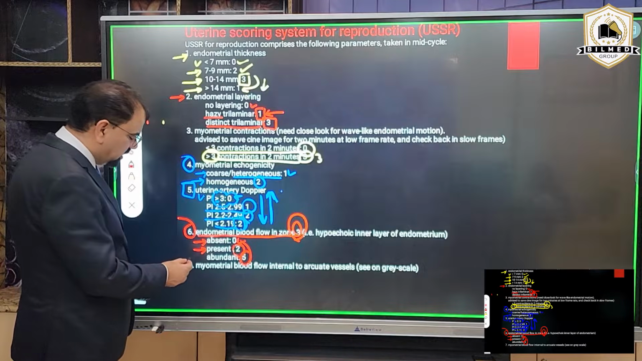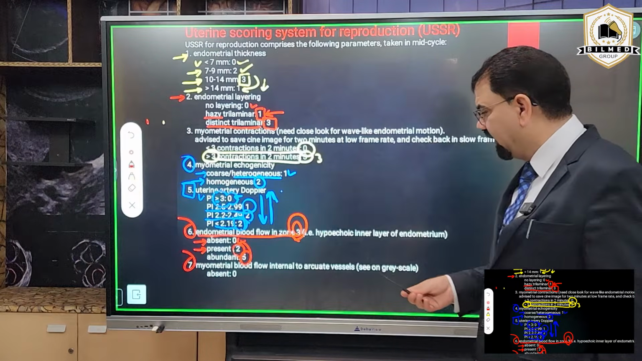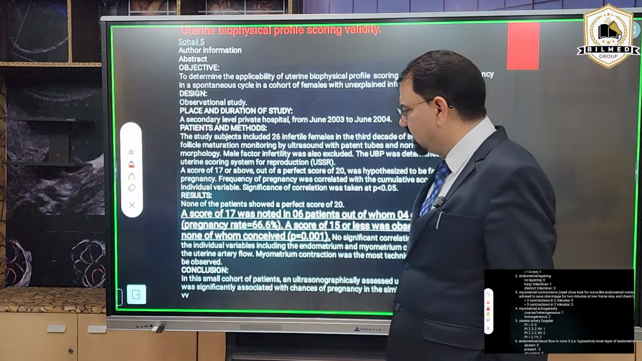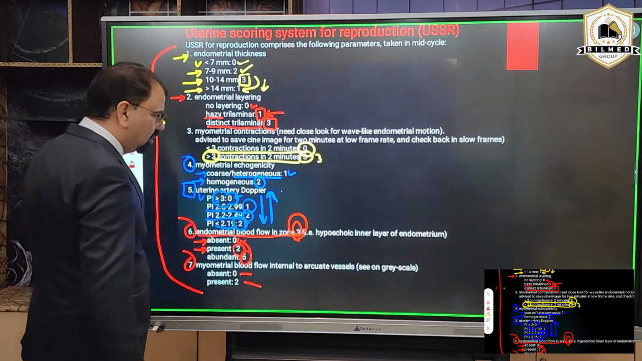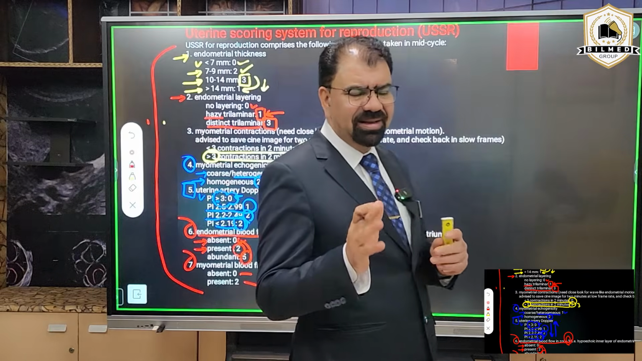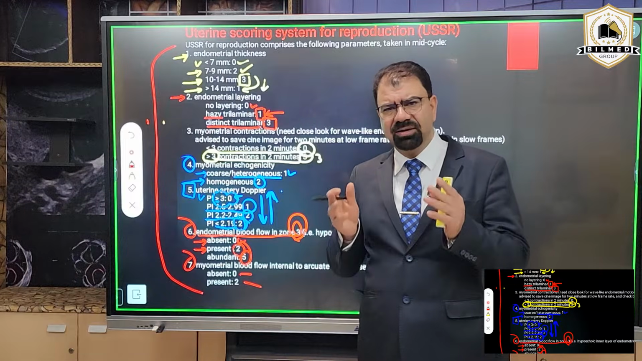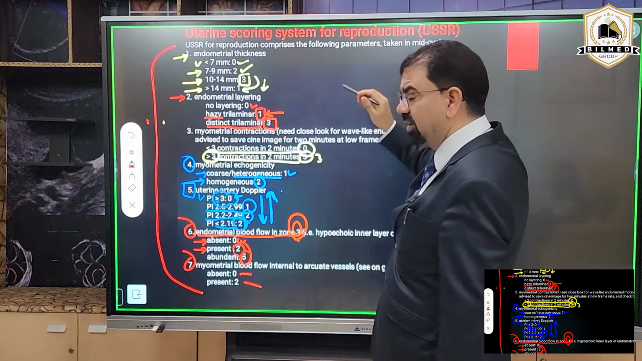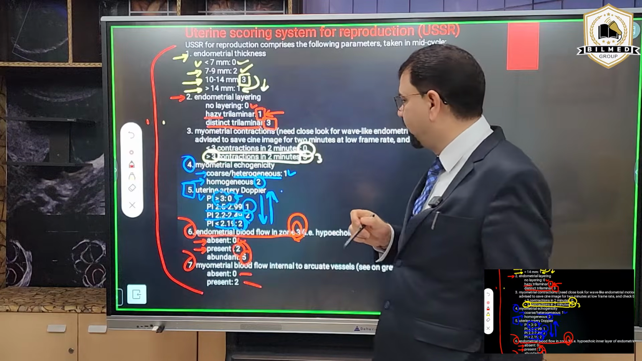And lastly, I have to see for the myometrial blood flow internal to the artery vessels, and if absent, 0, and if present, 2. What is the point? The point here is, I don't want you to have a calculator there and keep on adding all these points. No, the point here is that, first of all, your follicular study is not the study of the follicle only, but the study of the uterus also. And from the uterus, the endometrium, very important.